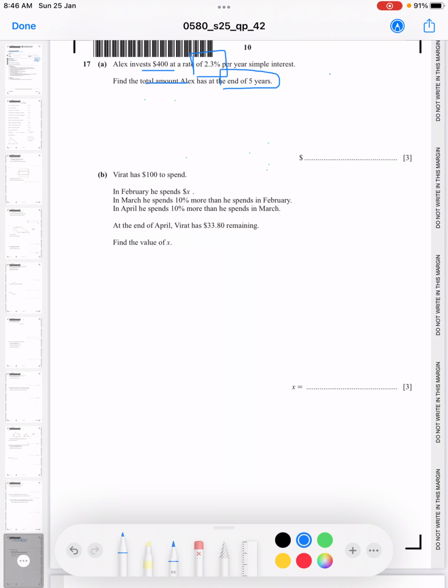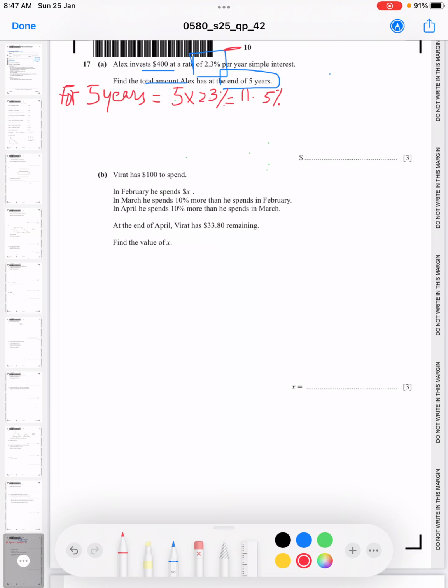So in this question, it is clear that our rate is 2.3, and the starting investment amount is $400. After 5 years, since this is simple interest, our increment will be 5 times this value. Our percentage increases to 5 times 2.3%, so it will become 11.5%.